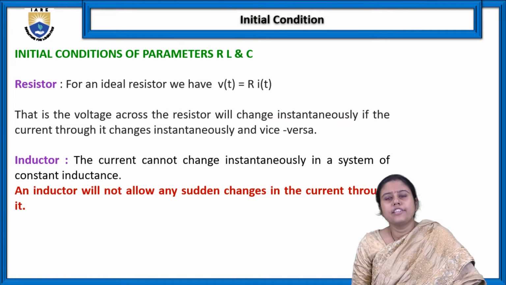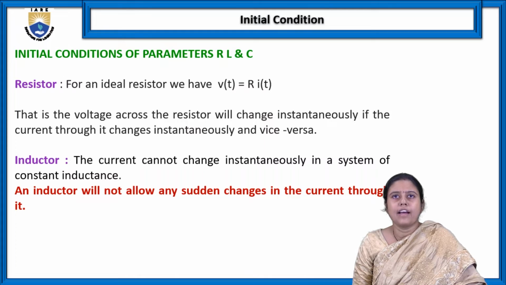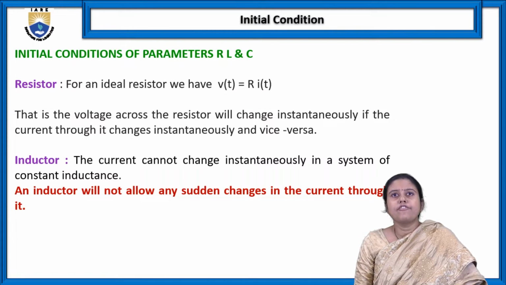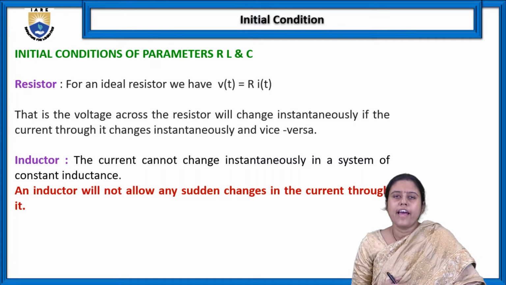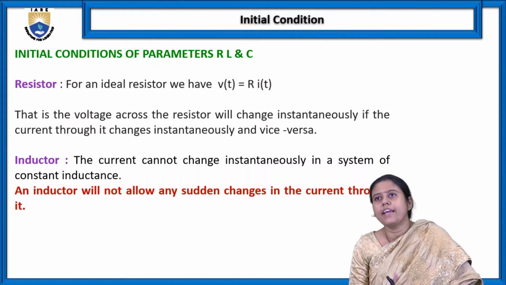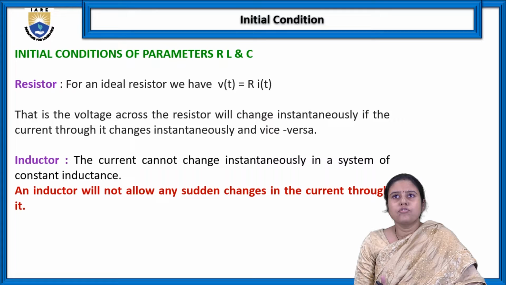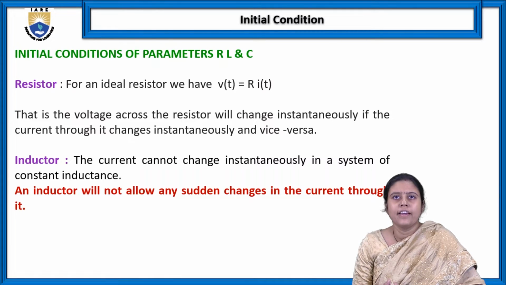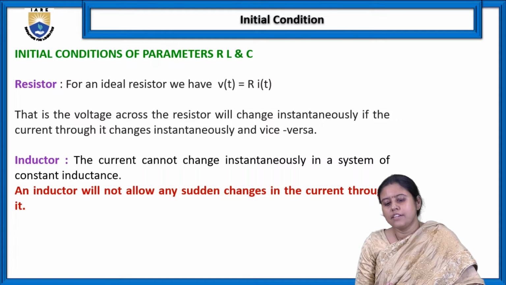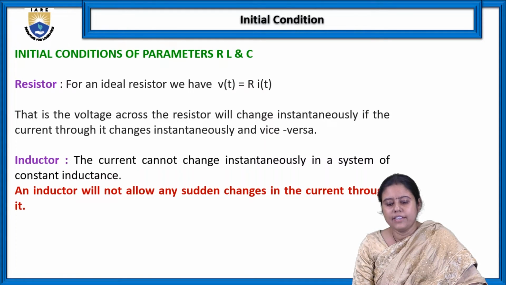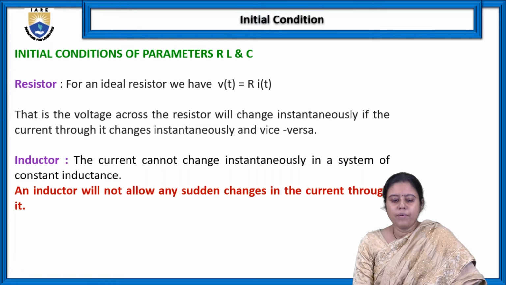So what are the initial conditions of the parameters R, L, C? For an ideal resistor, we have no initial condition, as this is an energy dissipating passive element, so it cannot store anything. The voltage across the resistor will change instantaneously if the current through it changes, and vice versa.